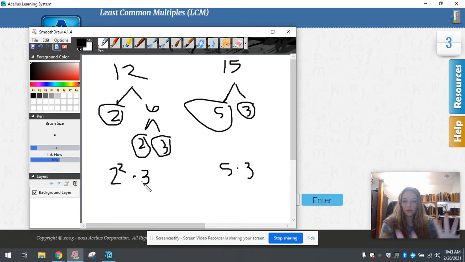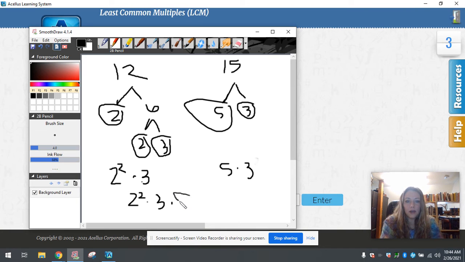Okay, so now in my trees that I've brought down to the primes, I look for the biggest ones and the ones that don't match. So I have 2 squared. I don't have that in both of them, so I need to include that in my list. I do have a 3 in both of them. I'm just going to keep one of them. If either of them had an exponent, I would keep the larger one, but they don't have that, so I just keep one of them.